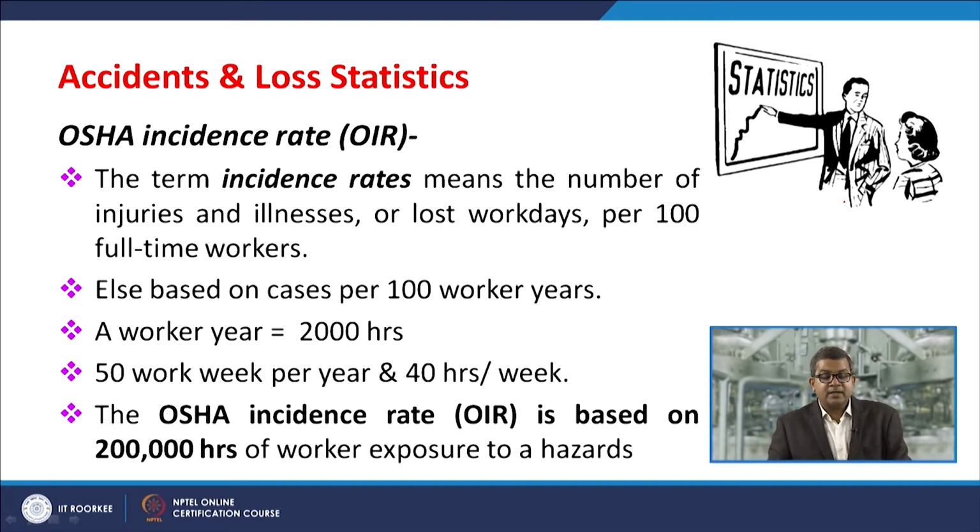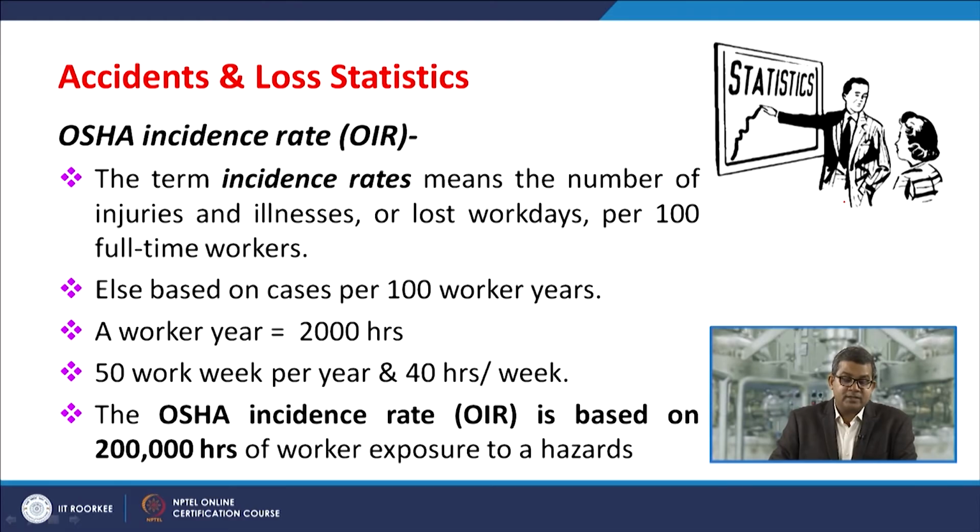Now the OSHA incidence rate, OIR. The term incidence rate means the number of injuries and illnesses or lost work days per 100 full-time workers. Else they are based on 100 worker years. Usually a worker year is almost 2000 hours, attributed to 50 work weeks per year and 40 hours per week. So the OSHA incidence rate is based on 2 lakh hours of worker exposure to a hazard.